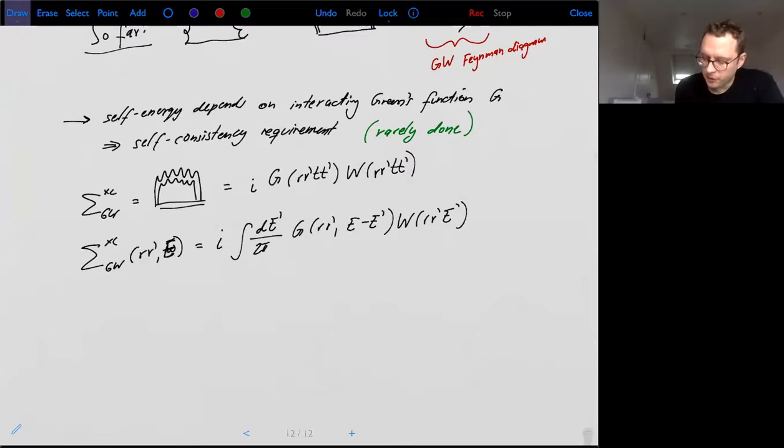and this integral can be evaluated using the method of residues, where essentially we express this integral as a sum of contributions from the poles of the integrand. And we know that the Green's function has poles at the quasi-particle energies, but the screened interaction also can potentially have poles. So we need to be careful to pick up the poles from both G and W. Now, let's see, so let's write that down.